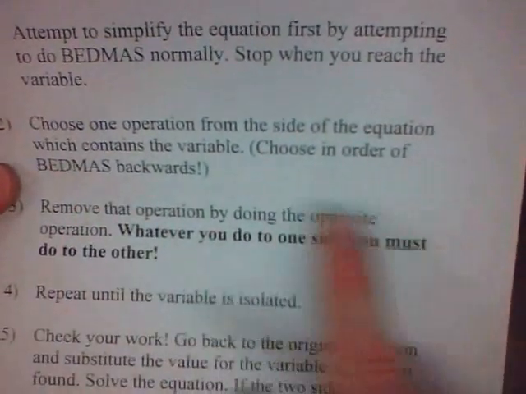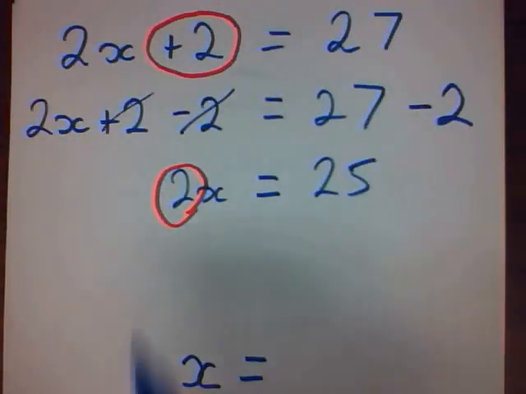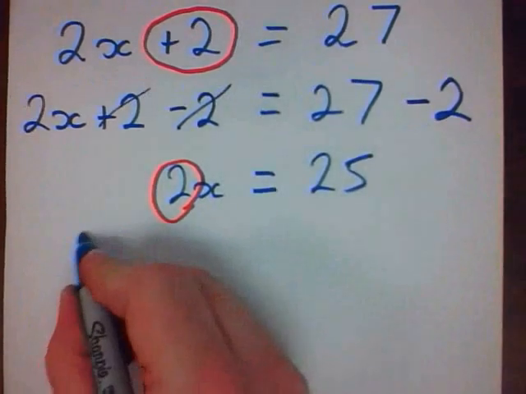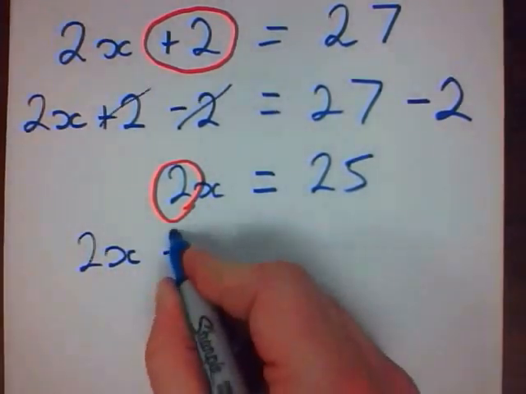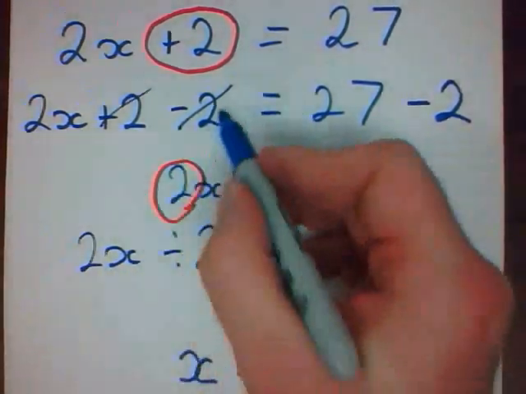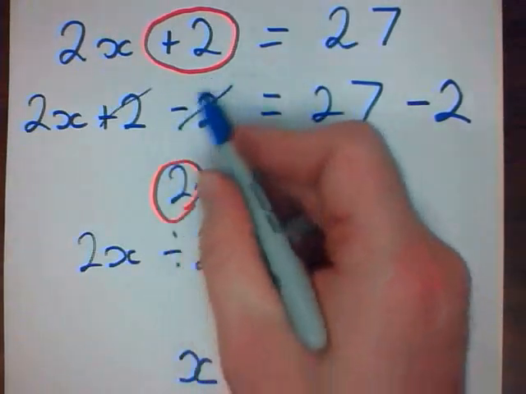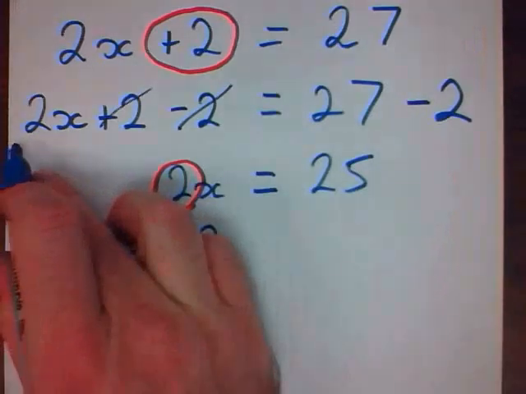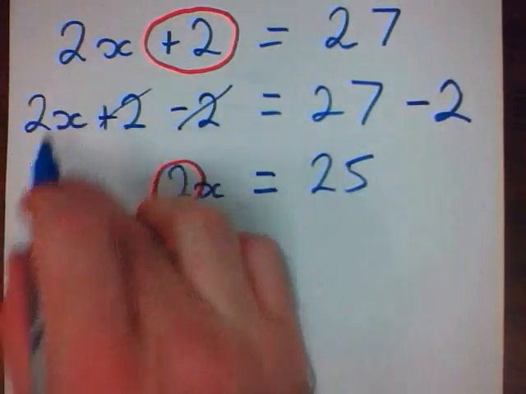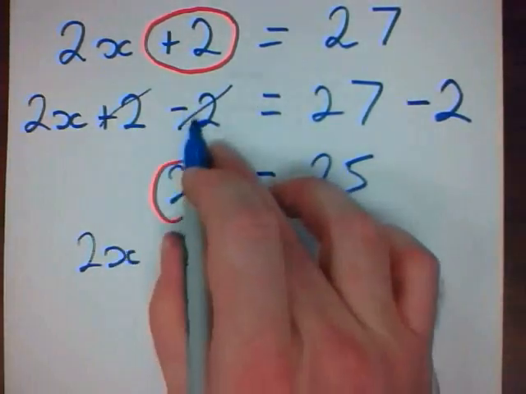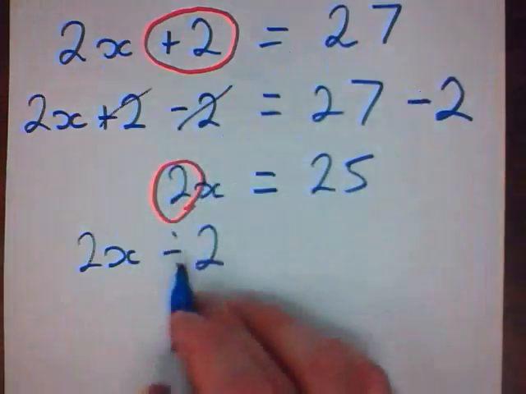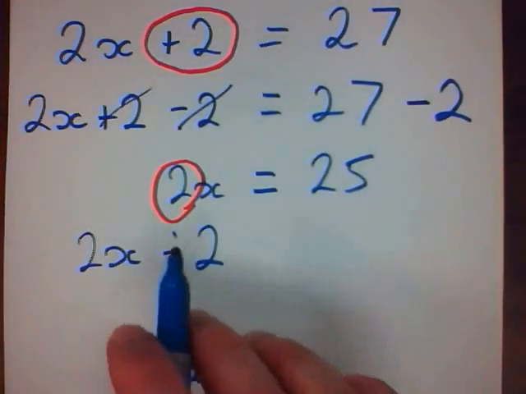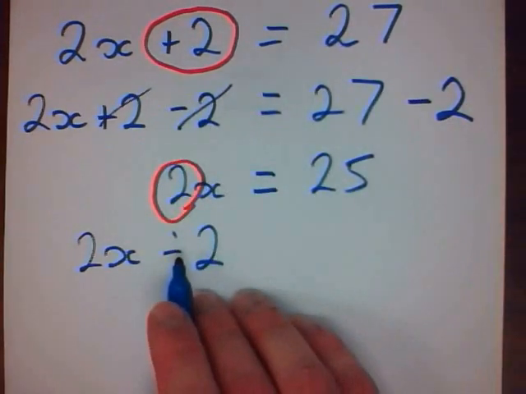Remove that operation by doing the opposite. So, 2 times x, divide by 2. Now notice, whenever I'm doing these additional things, put them behind the expression. Don't put them in front or in the middle, because that's really going to mess things up. You always need to put them behind, especially with subtraction and division, because subtraction and division have to be done in the correct order.